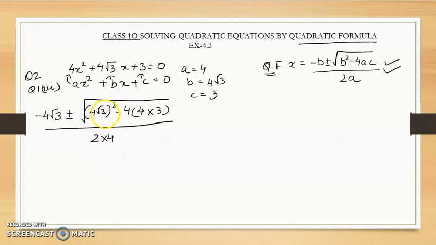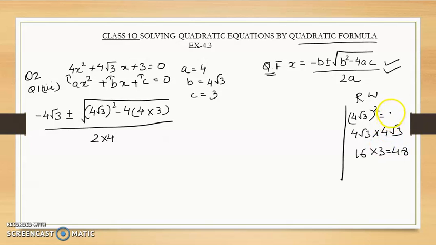Now I'll tell you how to solve 4 root 3 whole square. This is rough work. What does this mean? This means 4 root 3 multiplied by 4 root 3, right? So multiply 4 into 4, 16. Root 3 into root 3 is 3. So 16 into 3, 48. Clear, students? So 4 root 3 whole square is 48.